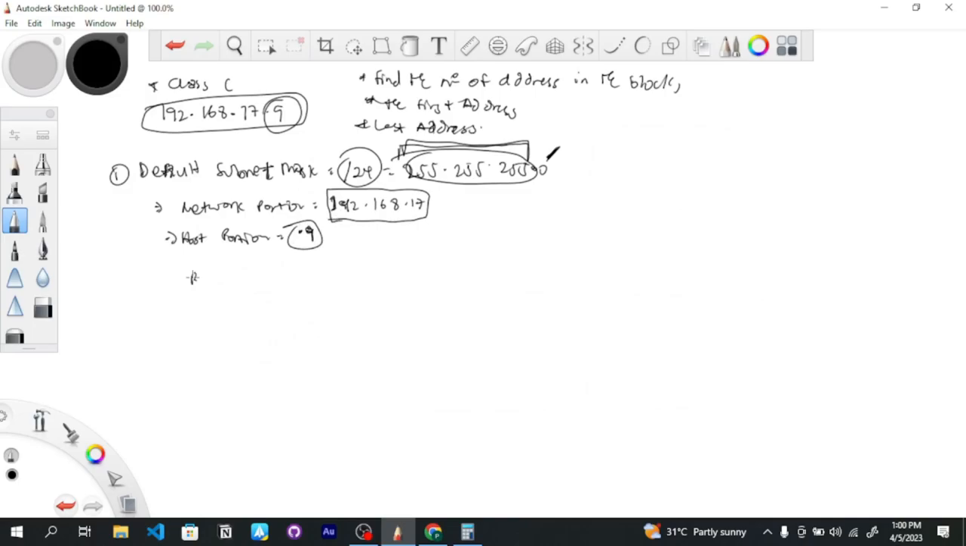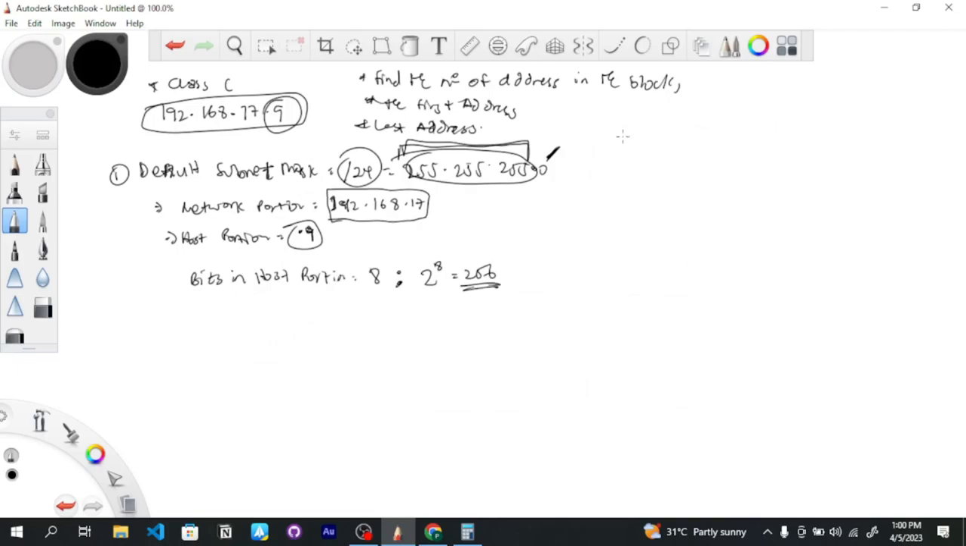Knowing this, you take the host portion and check how many bits you have. The bits in the host portion equal 8. To find the number of permutations of 8 bits, it's just 2 raised to the power 8, which is 256. Now, the problem with this is that there are two addresses in every subnet that you must never use. We talked about the reason why.